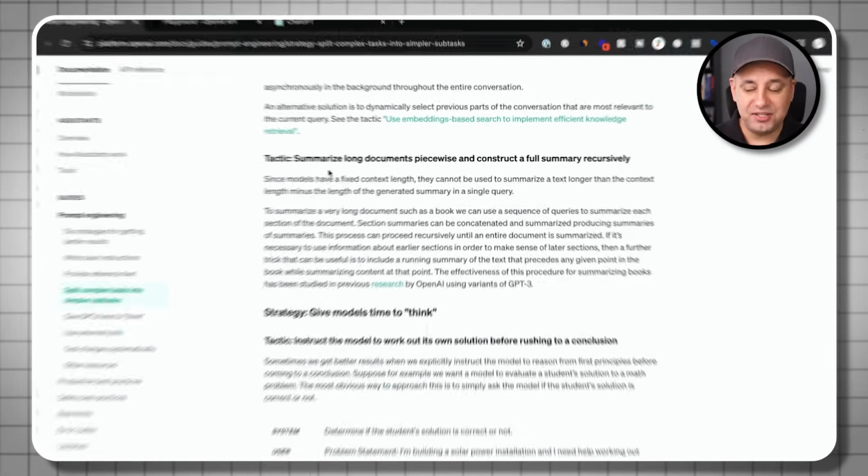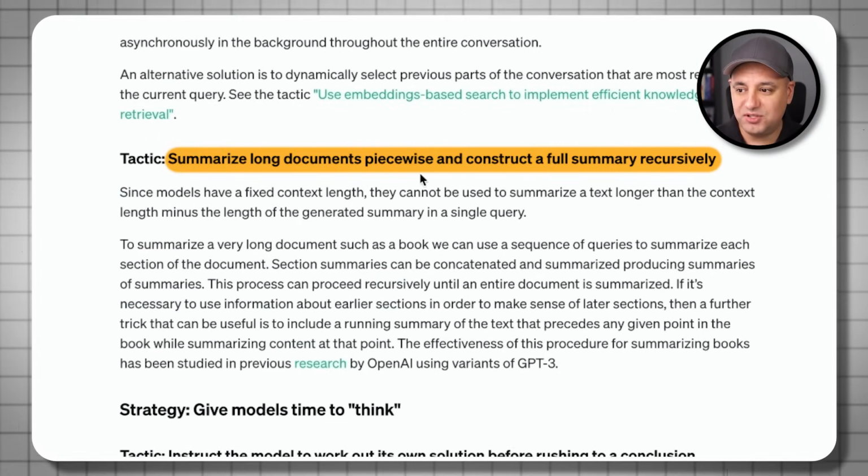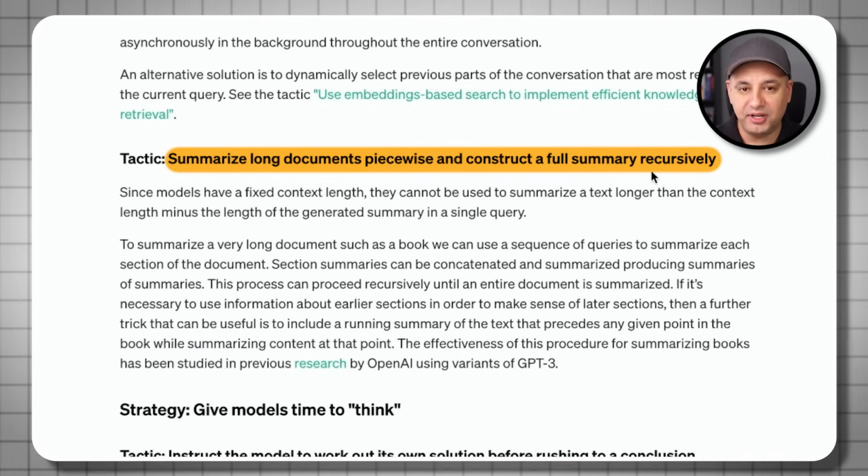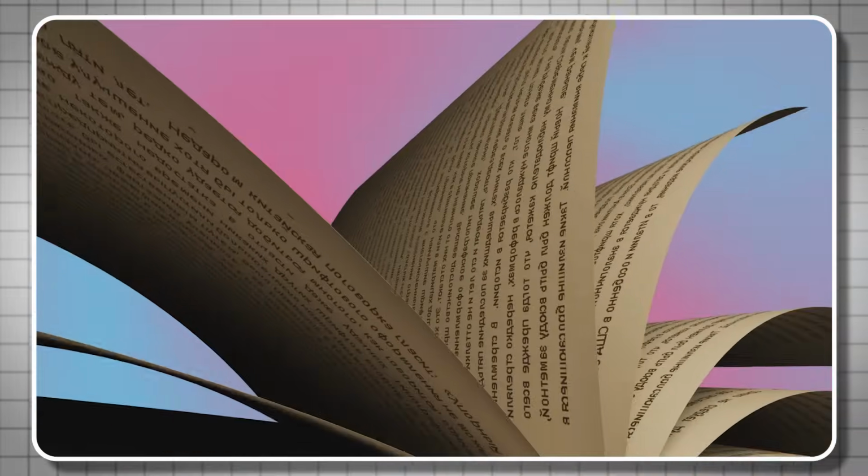Now, the next tactic is useful. Summarize long documents piecewise and construct a full summary. So it's saying if you want ChatGPT to summarize a whole book, it's just not going to be able to do that, right? The context window or the context length that it keeps referring to, depending on which version of ChatGPT or even inside of the API, which version you're using, maybe GPT-4 Turbo, they have a limit of how much text you could input, right? You still can't do an entire book, for example, in any model.